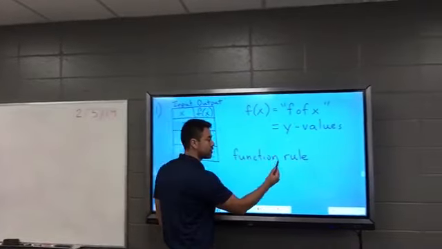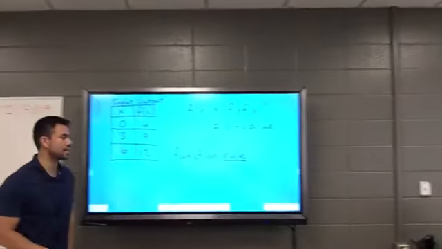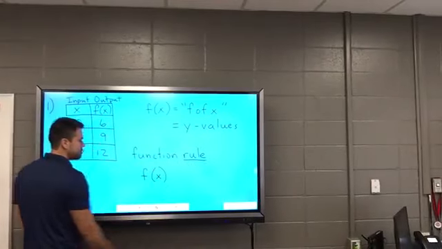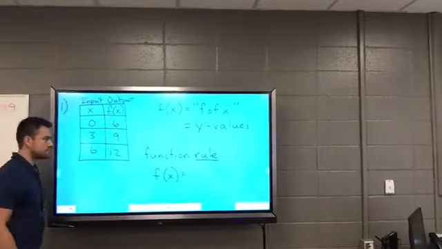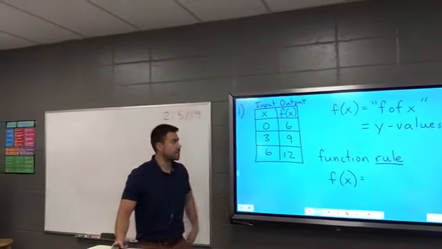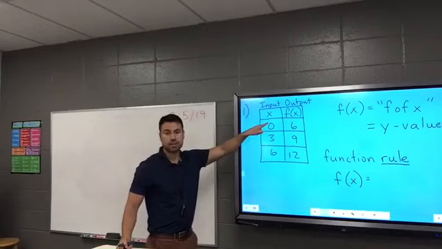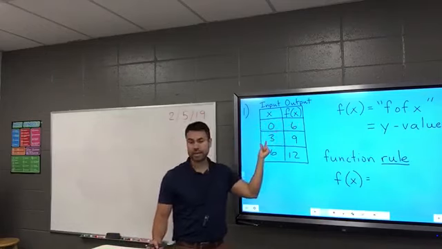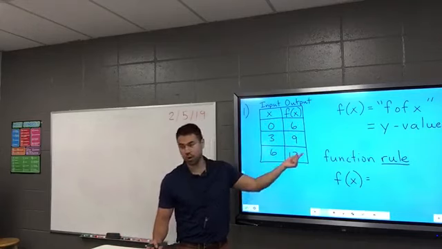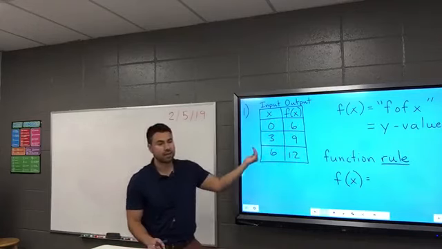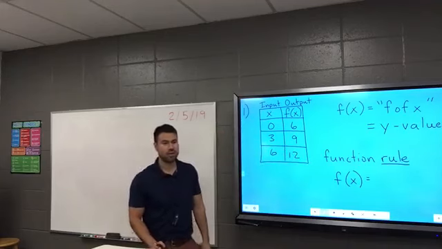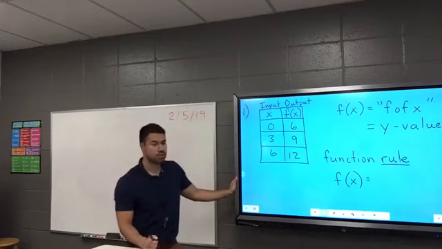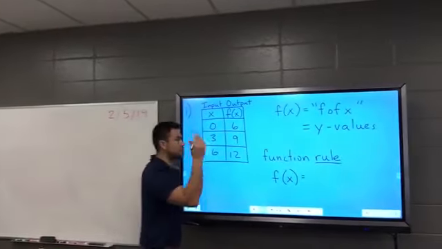So we're going to come up with a function rule today. And it's really not that bad, but it's going to look like this. You're going to write f of x equals something. And what you're trying to figure out here is, how do I go from the input to the output? How do I go from 0 to 6, or 3 to 9, or 6 to 12? What do I have to do to the input to get that output? Anyone know? Add 6 was my first guess here. So this is what I'm mentally checking through.